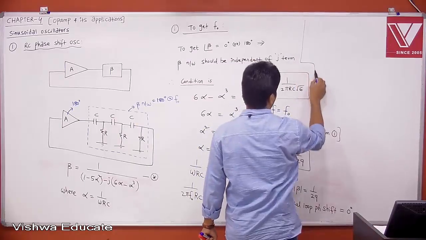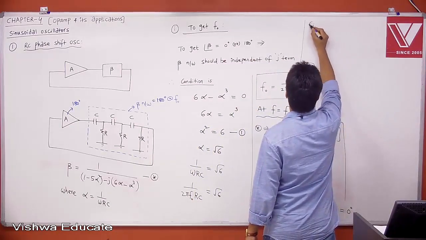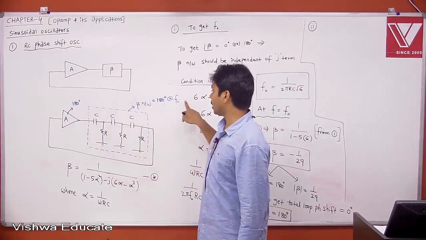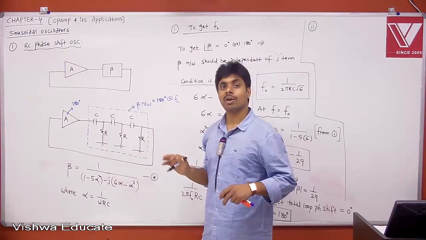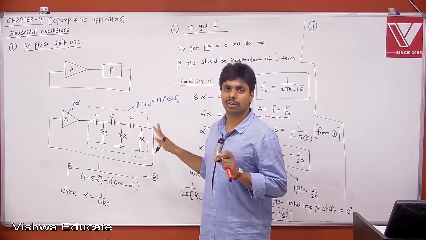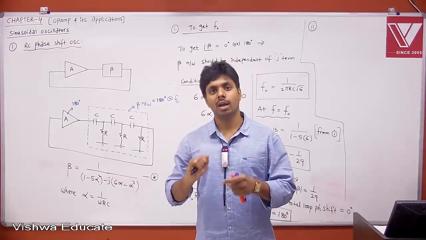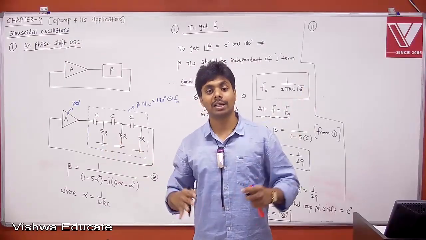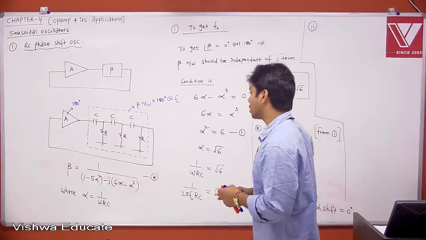Now point number 2, to get sustained oscillations. Yes, we are getting oscillations. This is giving 180, this is giving 180 at F0, which is the resonant frequency, so you are getting oscillations. But what is the second point? Once you get oscillations, yes, it is regenerative feedback or positive feedback. Once we are getting oscillations, what do we need? We want sustained oscillations. We don't want over-damped oscillations. We don't want under-damped oscillations. We want sustained oscillations.